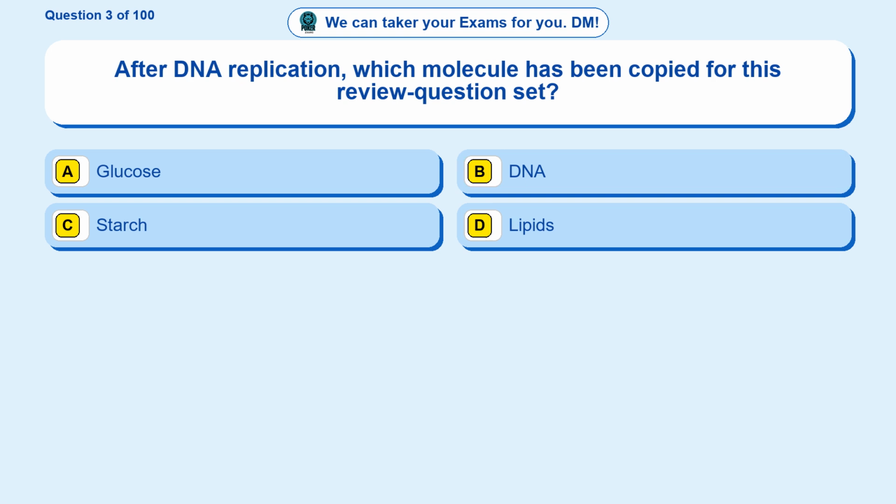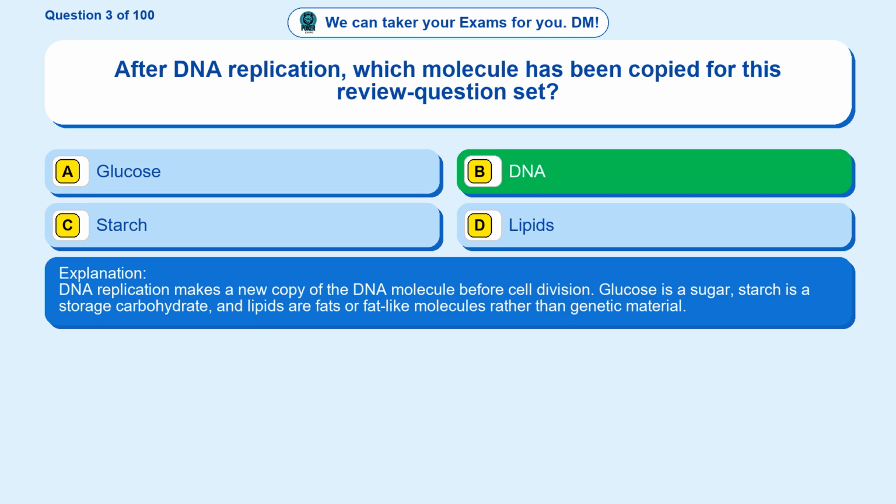Question 3. After DNA replication, which molecule has been copied for this review question set? Option A, glucose. Option B, DNA. Option C, starch. Option D, lipids. The correct answer is option B, DNA.